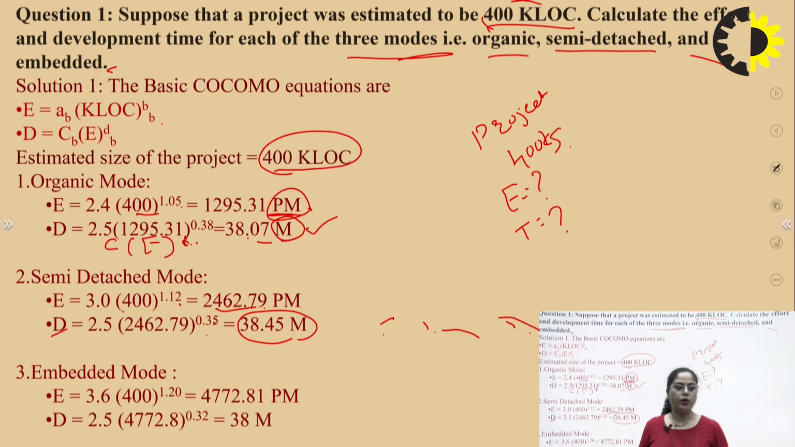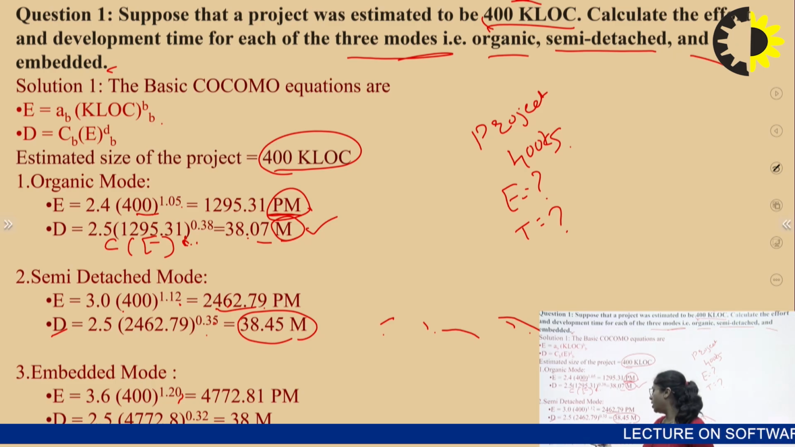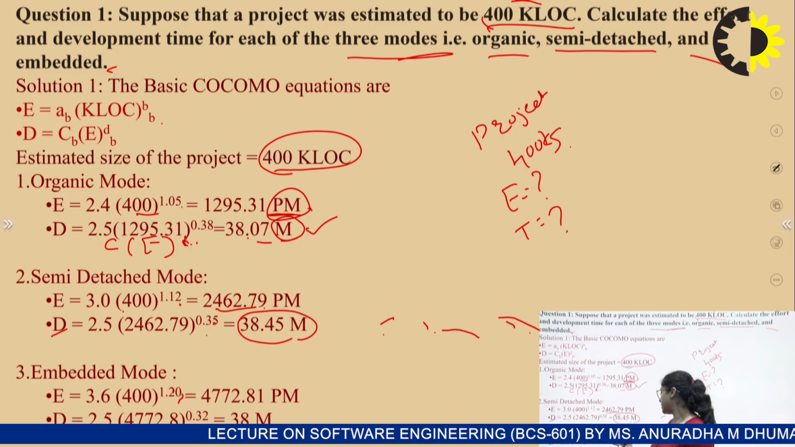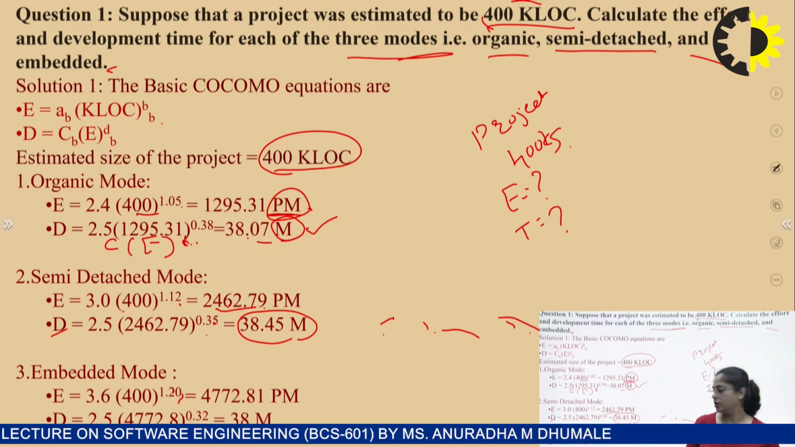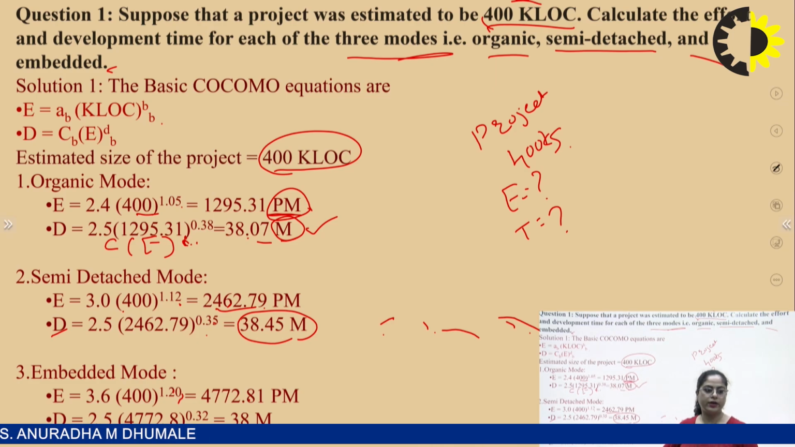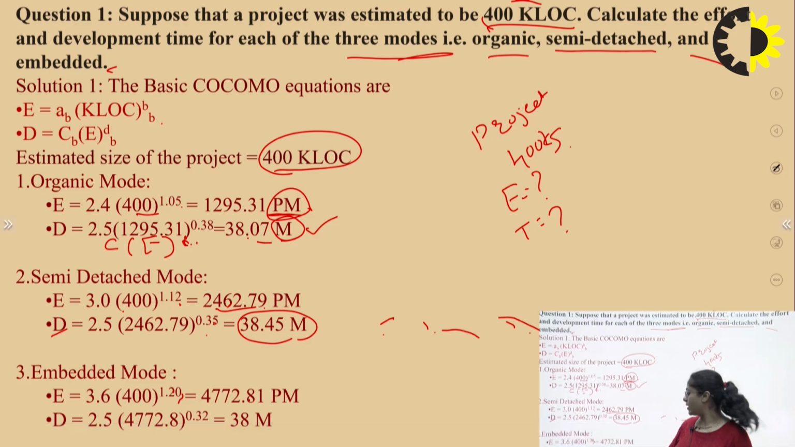After that, the embedded mode. In the embedded mode, when calculating effort and development, the formula is the same: A into KLOC to the power B. The value of A for the embedded mode is 3.6, 400 is the KLOC, and B's value is 1.20, and we get an answer of 4772.81 person months. For the time development, it is 2.5 into 4772 to the power D. D's value is 0.32. If we calculate this, we get 38 months.